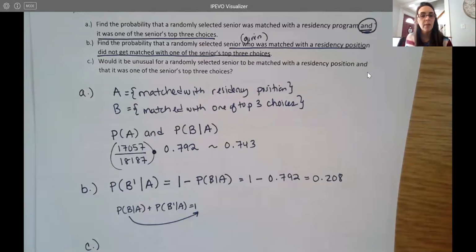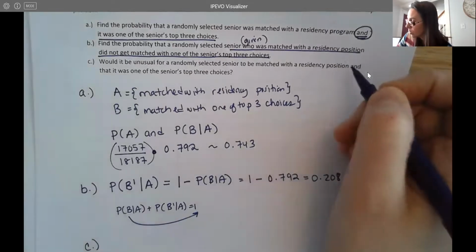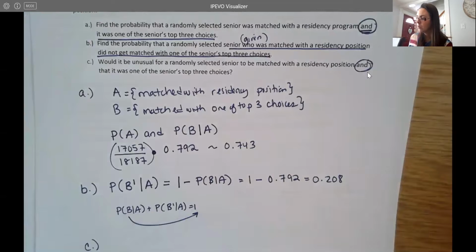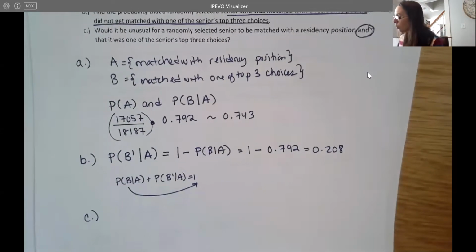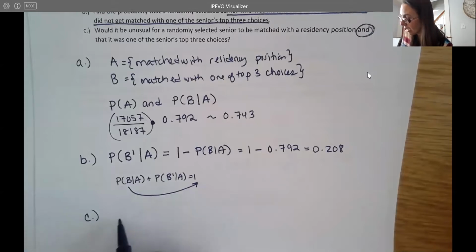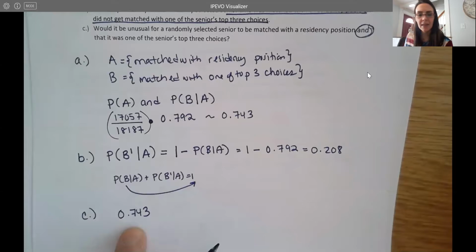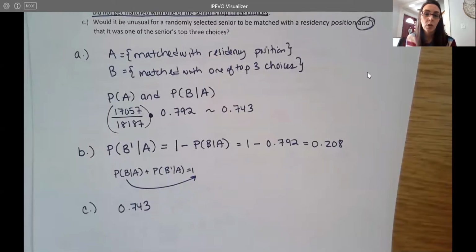And finally, would it be unusual for a randomly selected senior to be matched with a residency position and that it was one of the senior's top 3 choices? Okay, so we're talking about the senior was matched to the residency position and it was one of their top 3 choices. So we already found this probability. This is part A, right? We got the probability of 0.743. This is a large probability. It's pretty close to 1. So actually, this is not unlikely. It's actually not unusual or unlikely. It's actually very likely or usual, right?